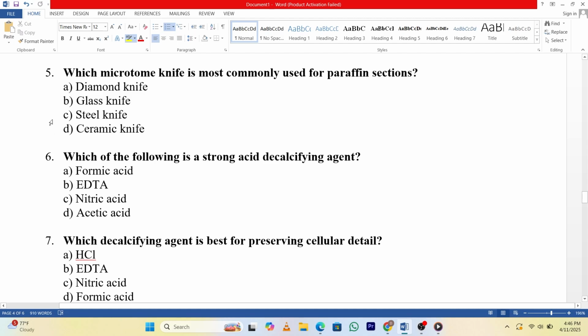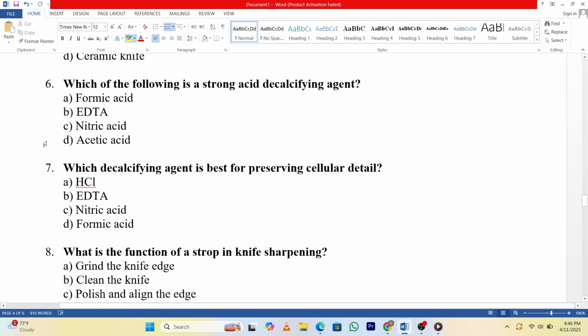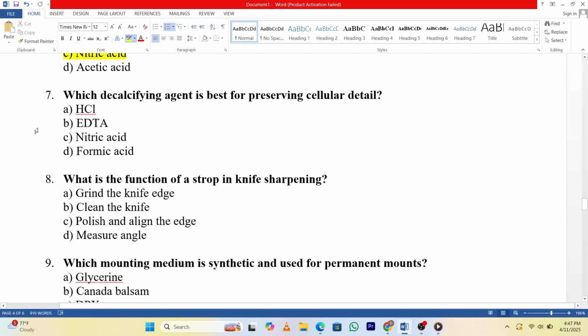Answer, C. 6. Which of the following is a strong acid decalcifying agent? A. Formic acid. B. EDTA. C. Nitric acid. D. Acetic acid. Answer, C. 7. Which decalcifying agent is best for preserving cellular detail? A. HCl. B. EDTA. C. Nitric acid. D. Formic acid.